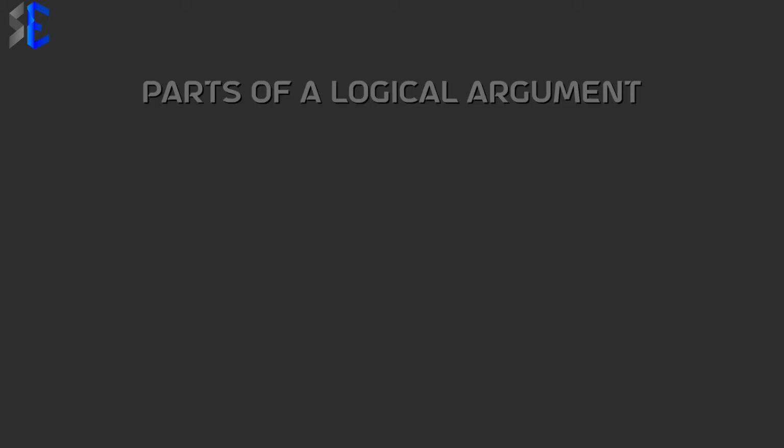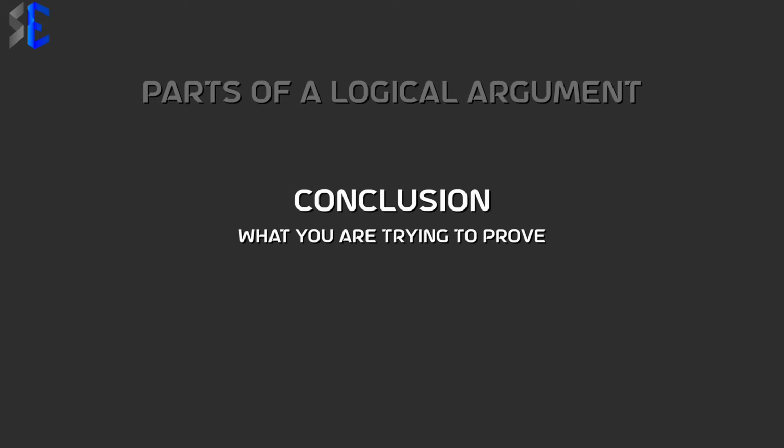So there are two main parts of a logical argument. The first one, technically it's the last one, it's the last statement you make, but it is called the conclusion. And it's basically what you're trying to prove. So let's say you're trying to prove that the area of a rectangle, A, is equal to length times width, or the other way around, same thing.